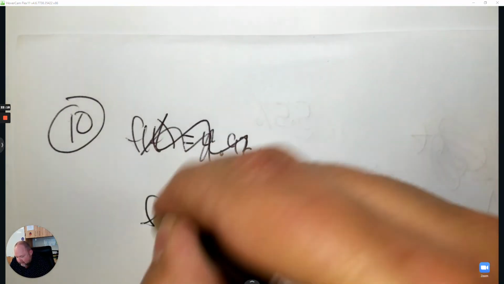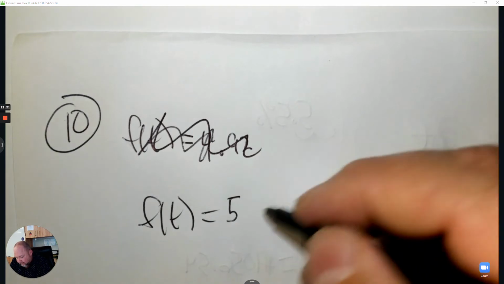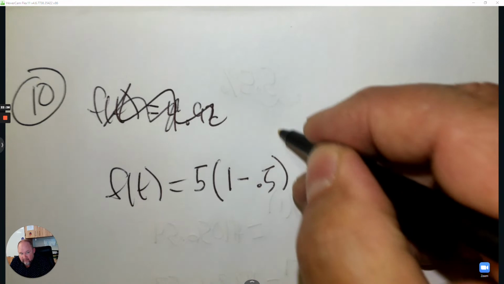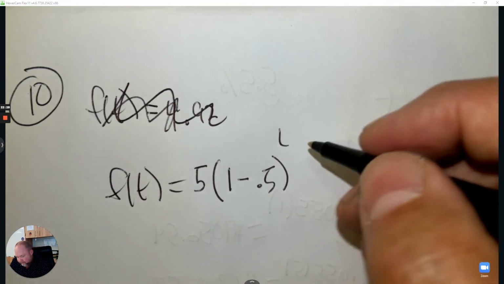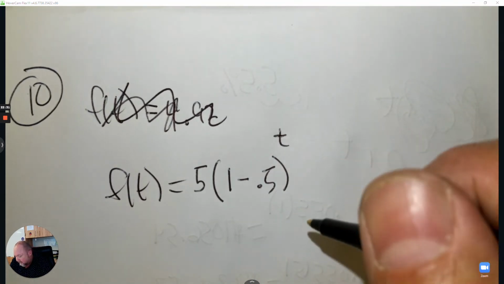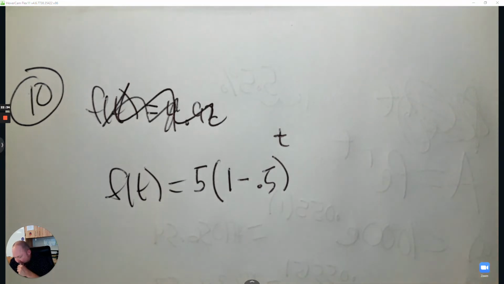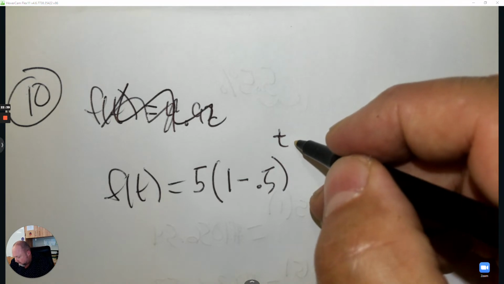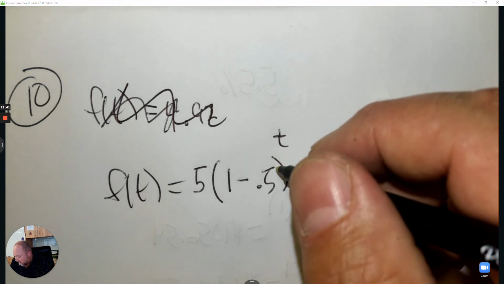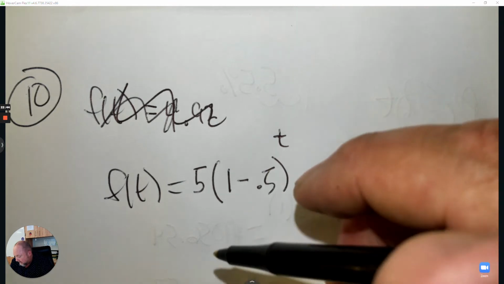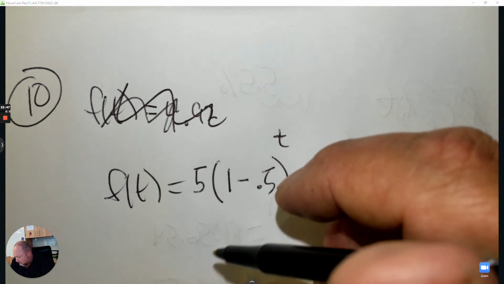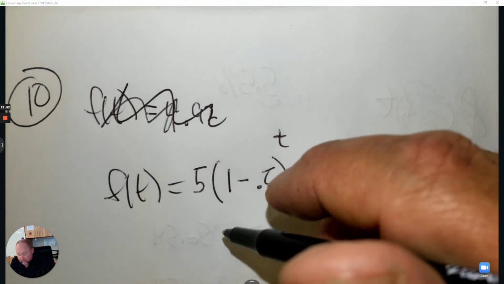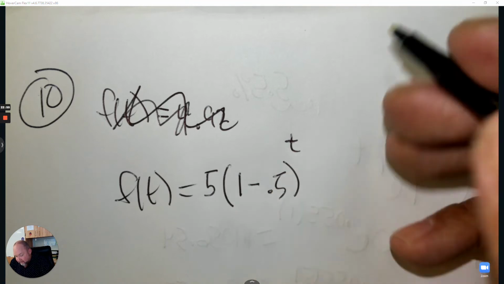So let's try that again. So initially you had 5 grams. And it's 1 minus 0.5. It's half-life. And what I'm trying to solve for is how much will remain after 10 years? Find the half-life if 4.92 grams out of it remain after 10 years.